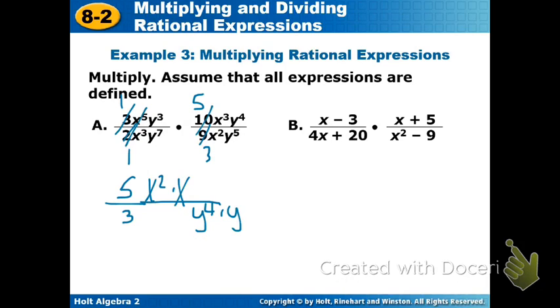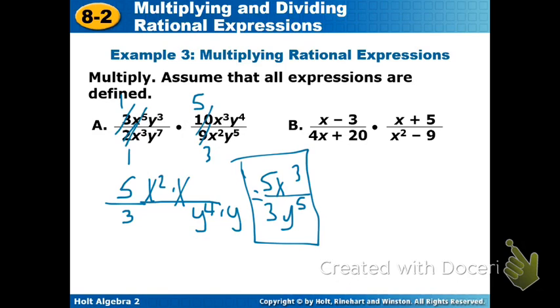The x squared times the x cubed over the 3. Now, the y to the 4th times the y. Y to the 5th. Right? 4 plus, what's that power? 1. 4 plus 1 is y to the 5th. So wait, are the x's going to always go on top and the y's going to always go on top? No.